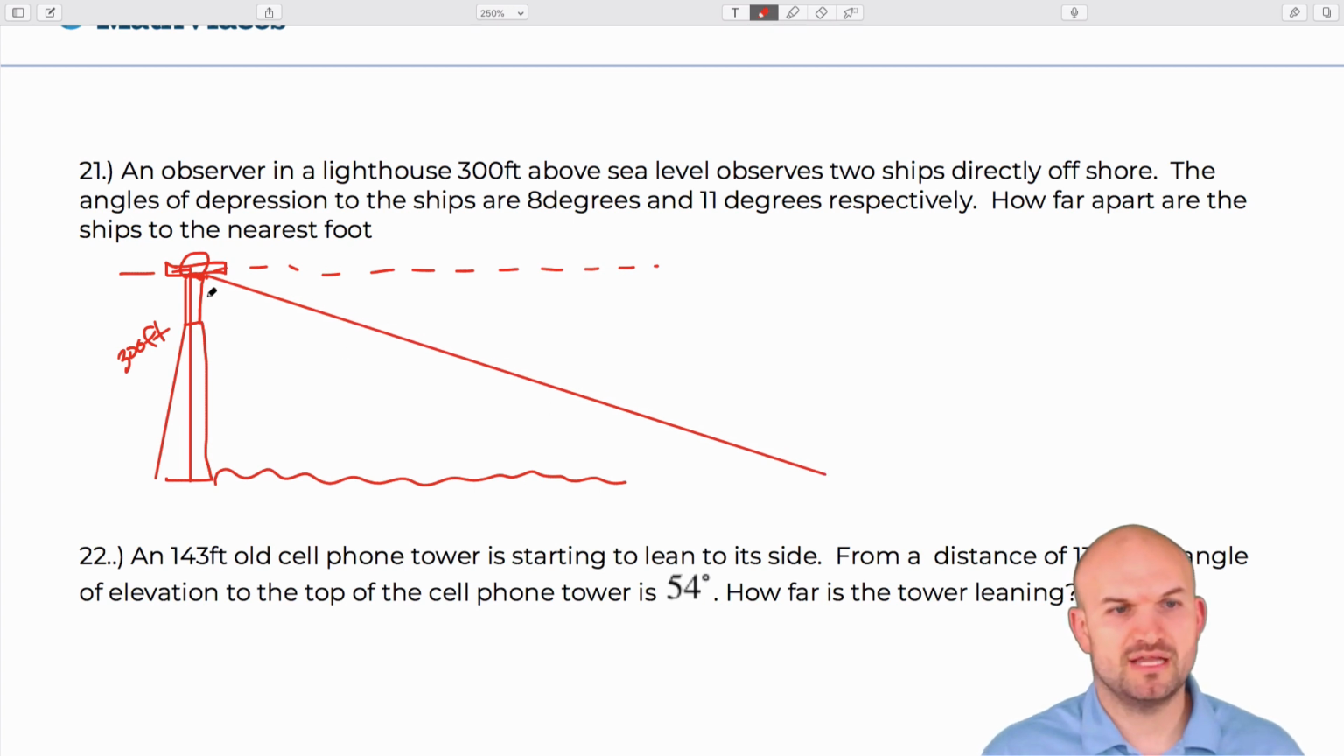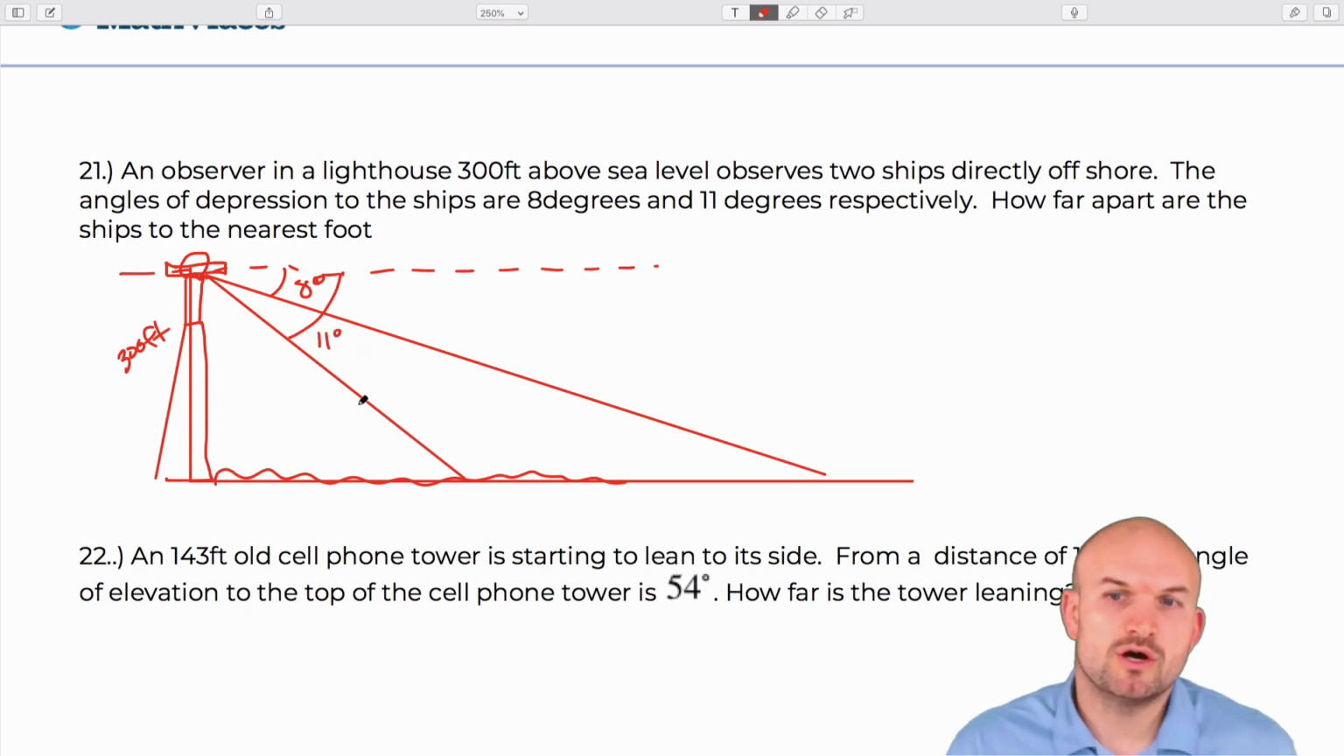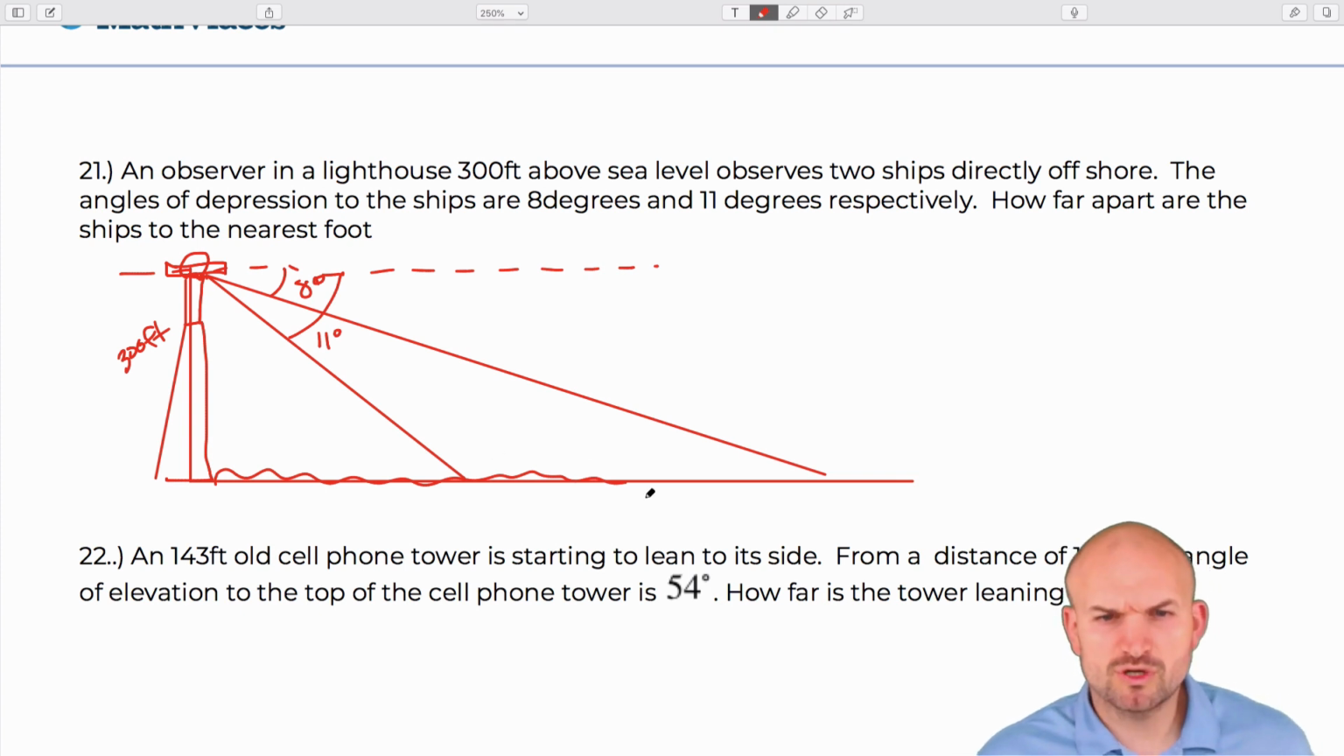And we have 11 degrees. Now again, remember this water level is going to also create a straight line here, okay? So we're going to represent this as 8 degrees, and then here we're going to represent this as 11 degrees. So how far apart are the ships to the nearest foot? So we're looking for this distance, d1.